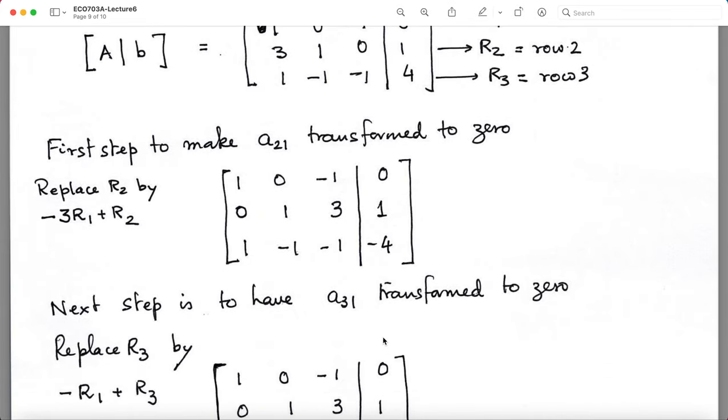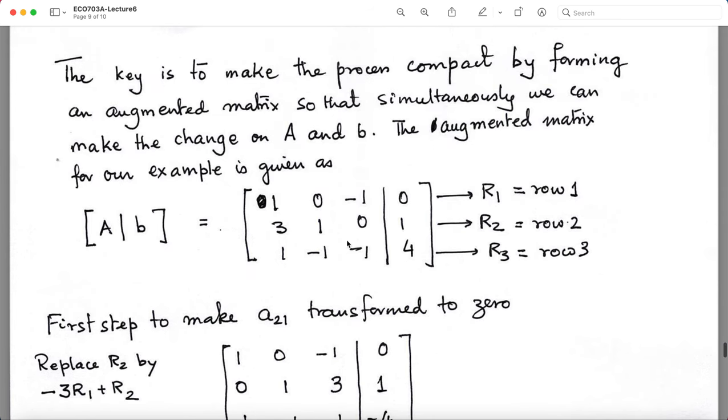So if I want to transform the A part into a triangular matrix, I must drive to zero all the elements below the diagonal entries 1, 1, and minus 1, that is 3, 1, and minus 1, the positions A21, A31, and A32. These positions have to have zero entries.